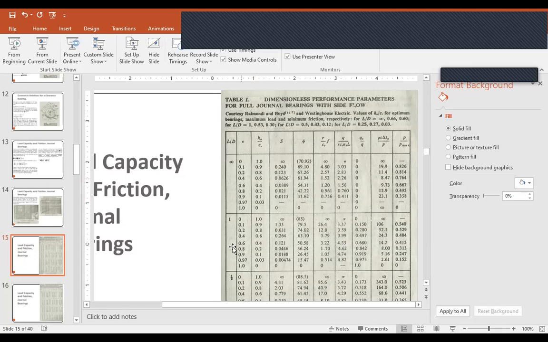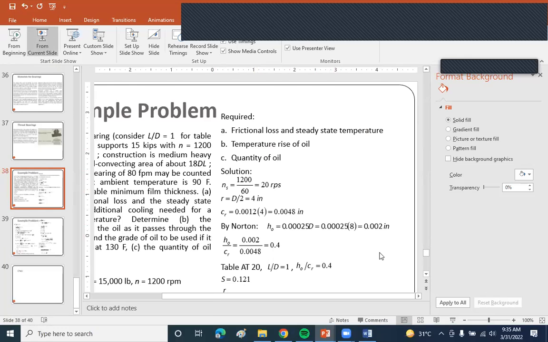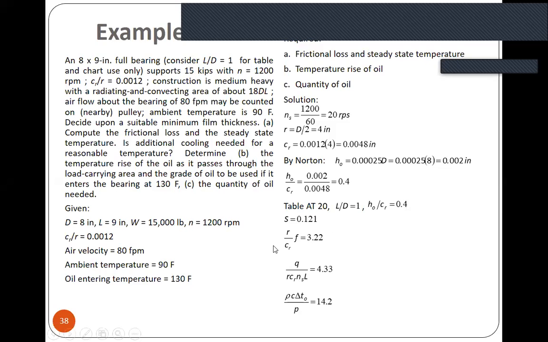You need to edit there. So, L over D is 1. S sub O over CR is 0.4. So, the value of S is 0.121. P is 50.58. R over CRF is 5.79. So on, you can see the values. You can see it here again. So, S is 0.121, the Sommerfeld number. R over CRF is 3.22. Q over R CR NSL is 4.23. Rho C delta T sub O over P is 14.2.